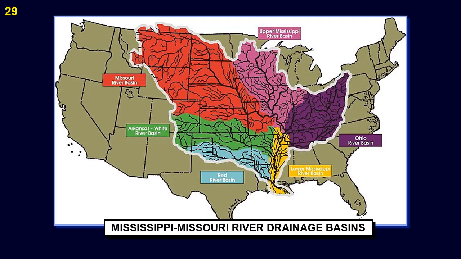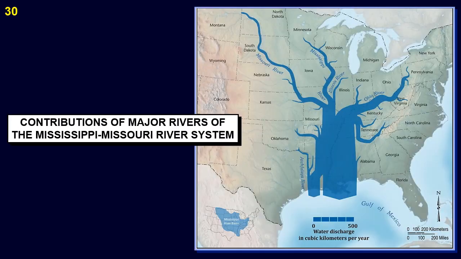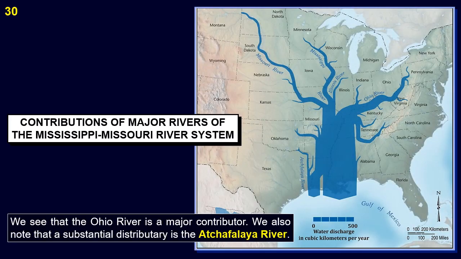This shows the major drainage basins of the Mississippi-Missouri River system. This shows the contributions of the major rivers of the system. We see that the Ohio River is a major contributor. We also note that the substantial distributary is the Atchafalaya River.